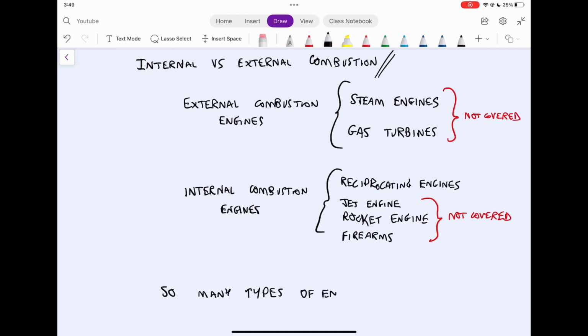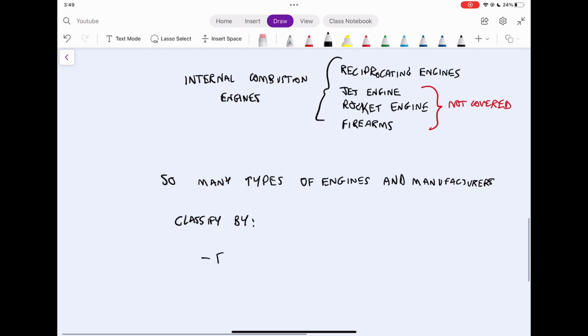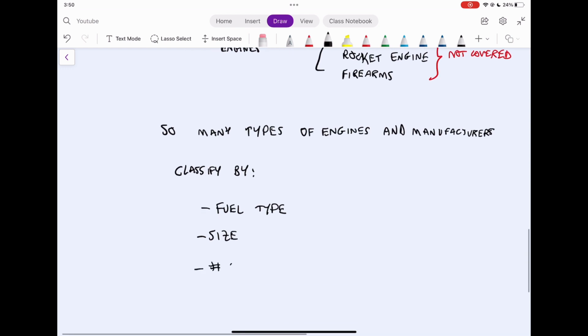So there are many different types of internal combustion engines and many different ways in which we can classify them. It makes it a challenge to understand all the different ways in which engines can be built, and different manufacturers have different ways of doing things. So the way we try to categorize everything is to classify by different styles or types of engines. We do this by classifying by, for example, fuel types, such as gasoline or diesel. We can also classify by size, big engines or small engines.